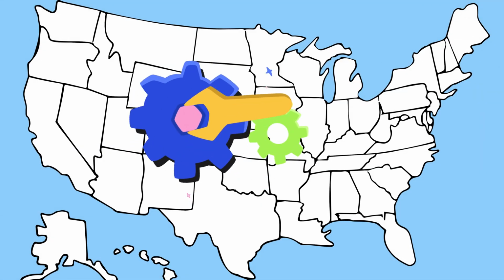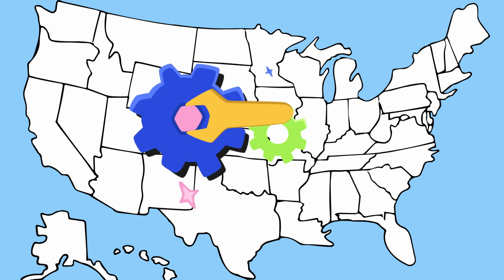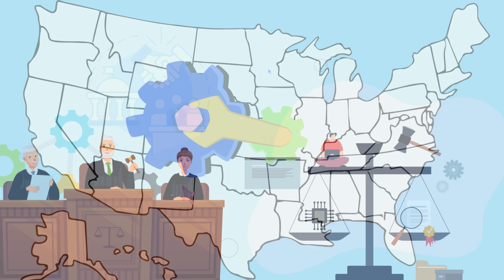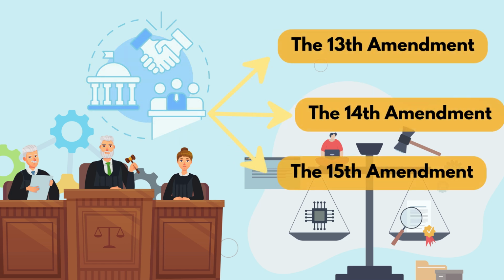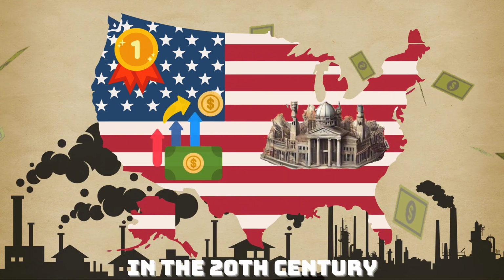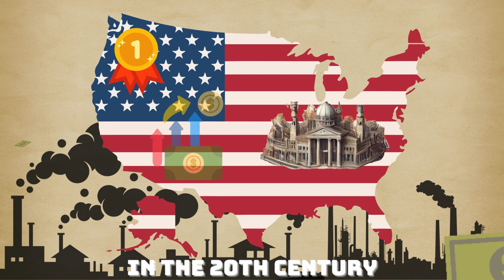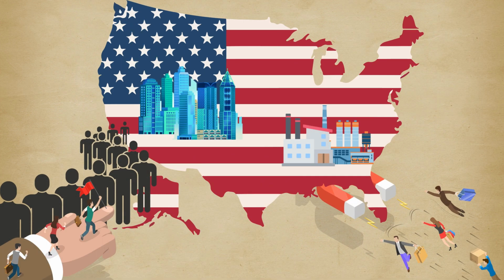Following that, the United States entered the Reconstruction era, marked by revolutionary changes in the legal and social systems, most notably through the adoption of three important amendments: the 13th, 14th, and 15th Amendments. As the 20th century began, the United States quickly became a leading global power. Wealth and prosperity increased, creating new opportunities for millions of immigrants who brought with them dreams of a better life.